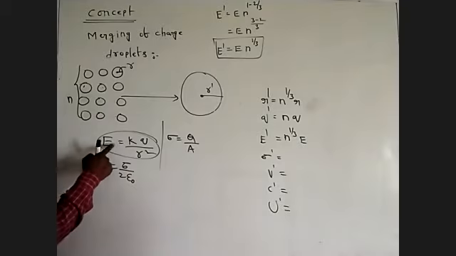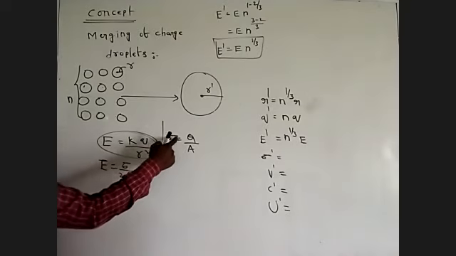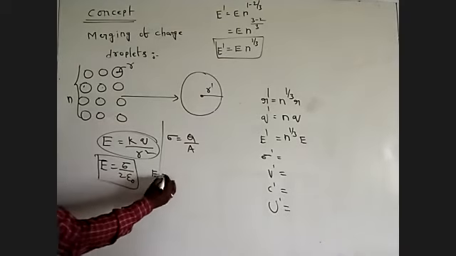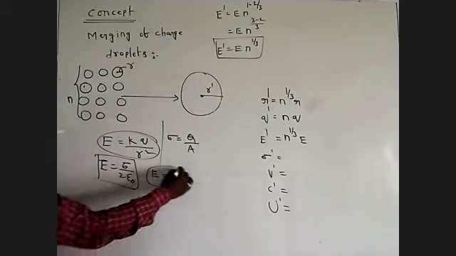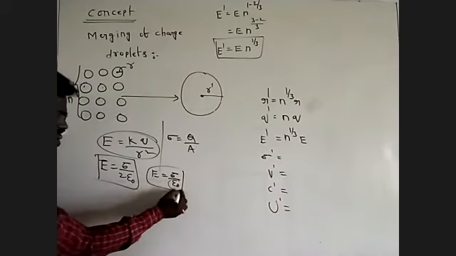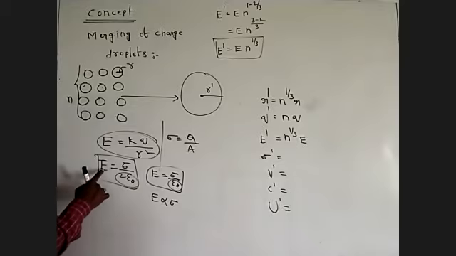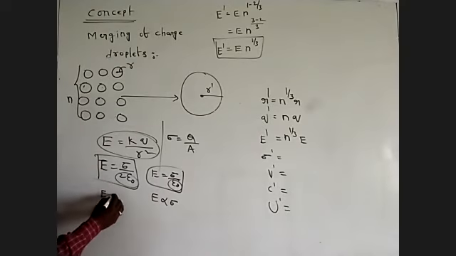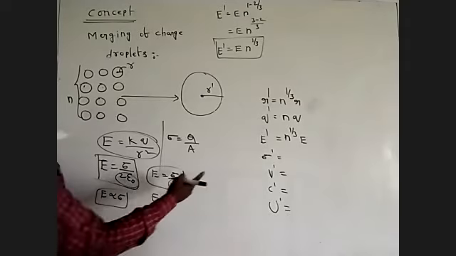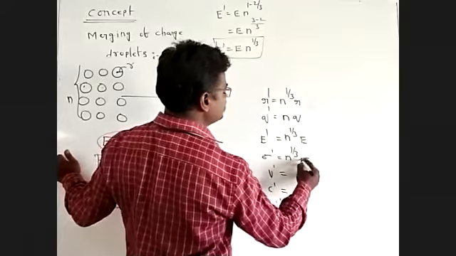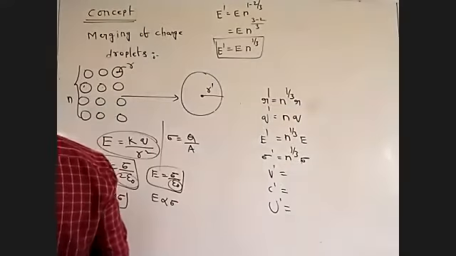This is E is equal to K Q by R square. Sigma is equal to Q by A. E is equal to sigma by 2 epsilon. E is equal to sigma by epsilon naught, also we have the relation. This is constant, so E is directly proportional to sigma. E directly proportional to sigma means we are going to write N into 1 by third into sigma.